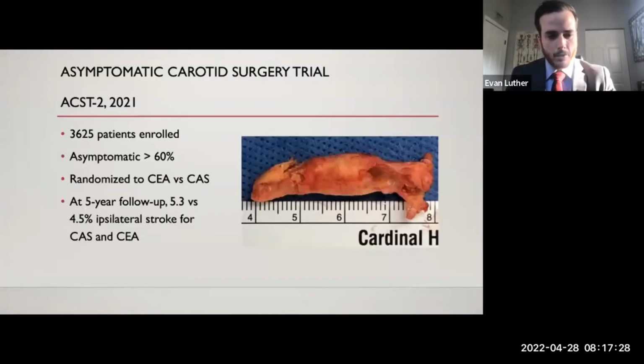And then lastly, most recently, even last year, the ACST-2, which was the second iteration of the Asymptomatic Carotid Surgery Trial, looked at 3,600 patients. Again, a large patient population, all had to be asymptomatic and all had to have greater than 60% stenosis. They were randomized to endarterectomy versus stenting. And again, they found what other studies showed: at 5-year follow-up, there's no statistically significant difference in ipsilateral stroke for carotid artery stenting or endarterectomy, although it was a little higher with stenting, which makes sense based on what we already talked about.